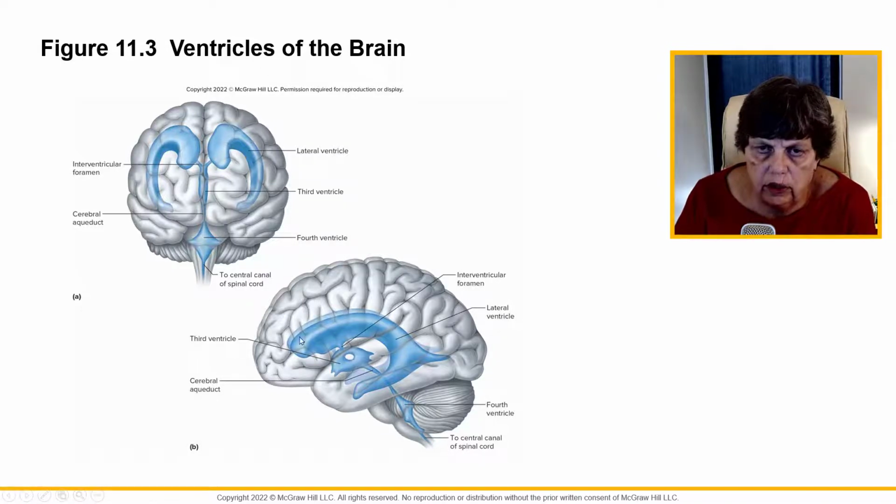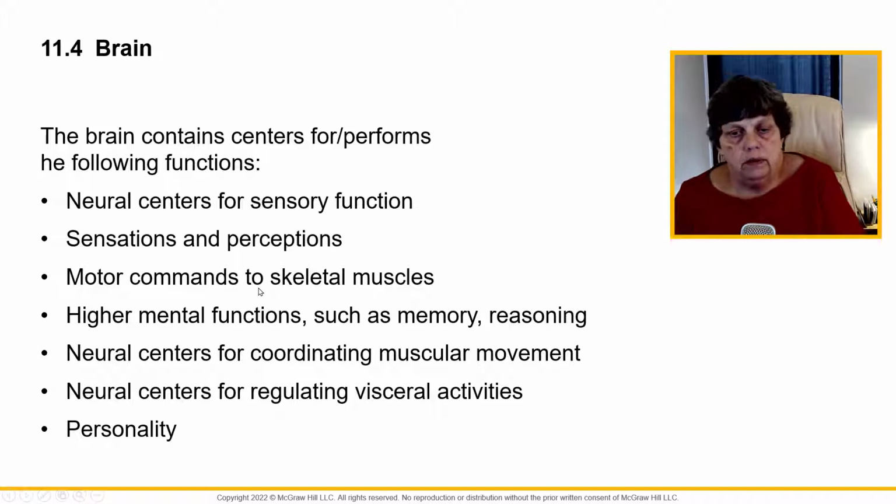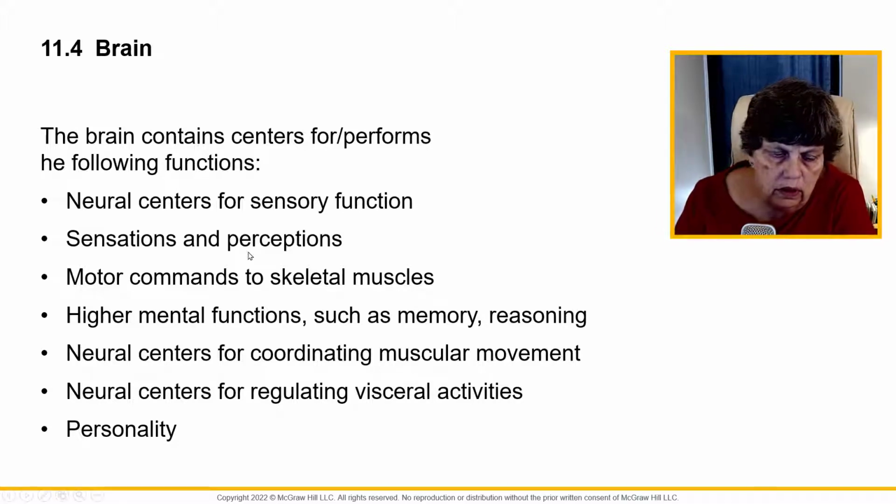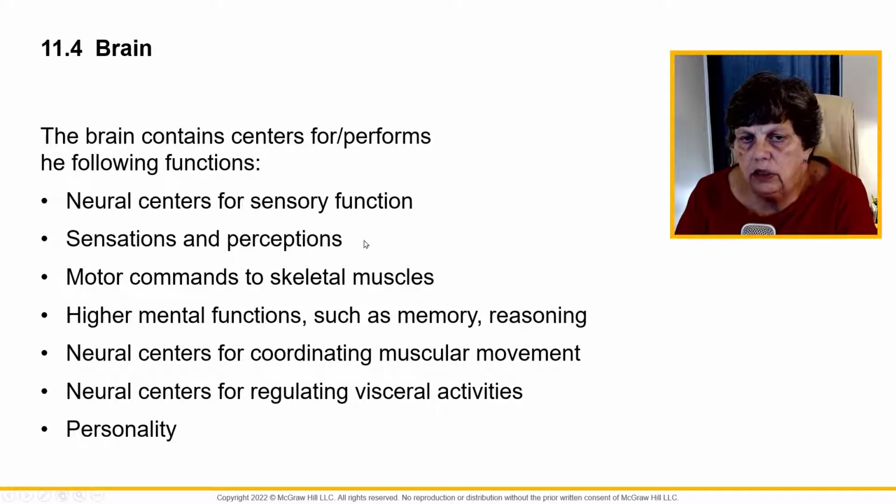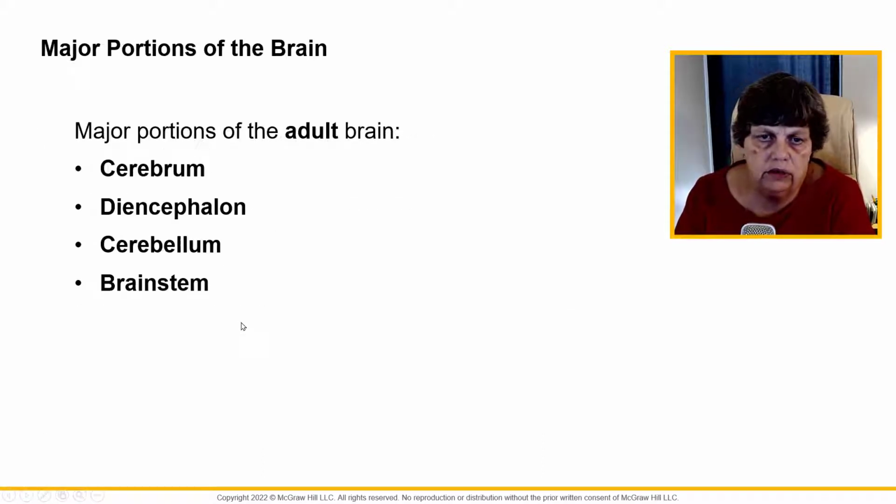This is a side view of it. And I show this in the model that you guys have in the brain model. You can see it. So the brain, you can see all the functions of the brain, but it's basically your sensory, your perceptions, your motor commands. So the information is being fed. We talked about this from your sensory receptors up to the brain, processed here, or processed in the spinal cord, and then out to the skeletal muscles if something needs to be done. So your higher mental functions, your memory, your reasoning, your personality, everything is here in the brain.